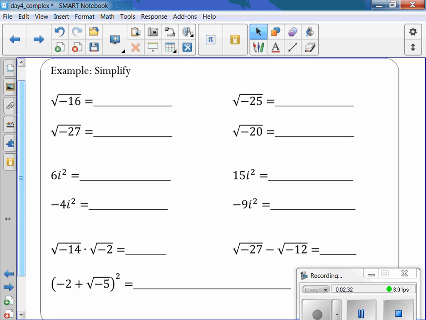No longer are we just talking about real numbers, folks. So no longer can you say it does not exist. Now there is a solution when we have a negative inside a square root. So here I have the square root of a negative 16. So what do I get, Alex? The square root of negative 16 is what? What times what?